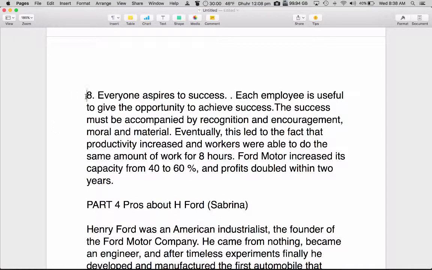8. Everyone aspires to success. Each employee is useful to give the opportunity to achieve success. The success must be accompanied by recognition and encouragement, moral and material. Eventually, this will lead to the fact that productivity did increase and workers were able to do the same amount of work for 8 hours. Ford Motor increased its capacity from 40 to 60%, and profits doubled within 2 years.